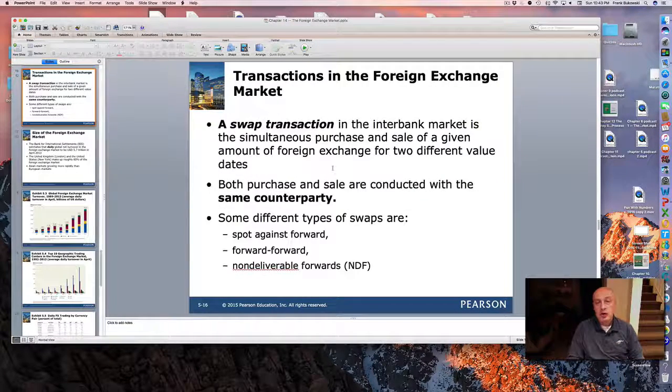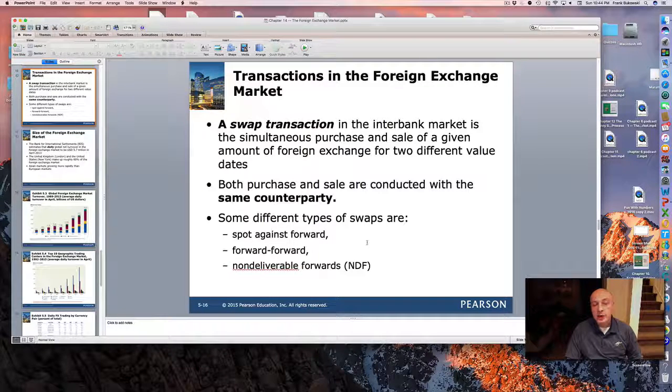Okay, a swap transaction is in the interbank market, and it's the simultaneous purchase and sale of a given amount of foreign exchange for 2 different value dates. So in this transaction, you're doing both a purchase and a sale of one particular currency. Both the purchase and the sale will be done with the same counterparty. That means you do it with the same individual or the same institution for both the purchase and the sale of the swap.